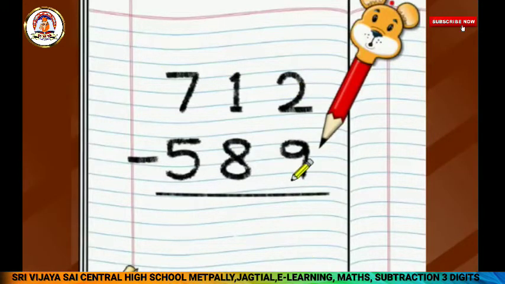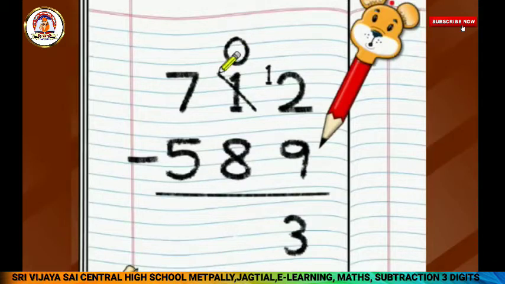2 minus 9, I cannot do it because 2 is lesser than 9. So what does 2 tell? 2 tells its neighbor, can you give me a 10? The neighbor says, sure, I can give you, but once I give you, I will reduce myself by 1. So 1 minus 1 becomes 0. And because it has given a 10, 2 became 12. Now from 12 you can easily remove 9. 12 minus 9 is 3.